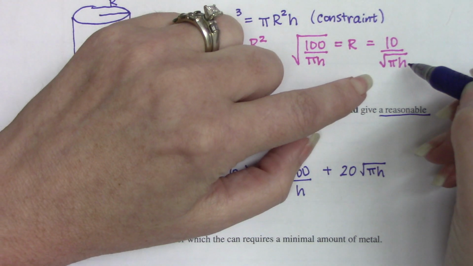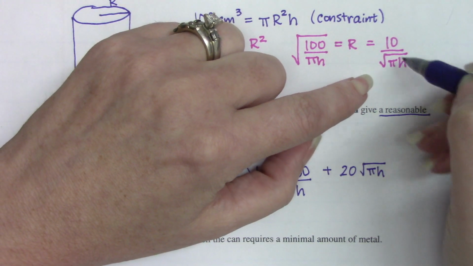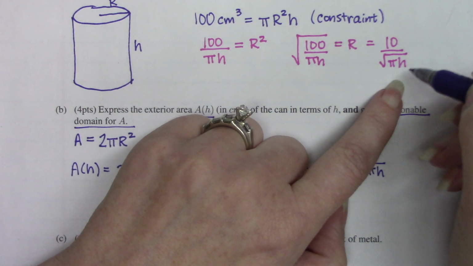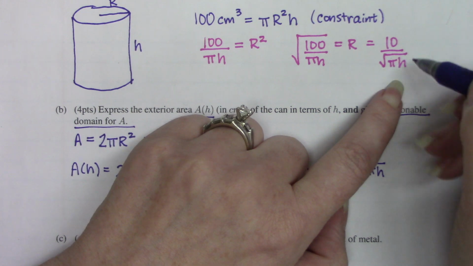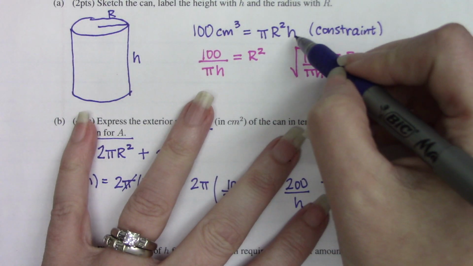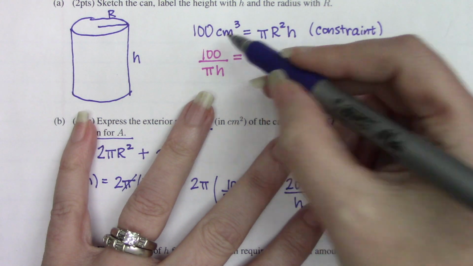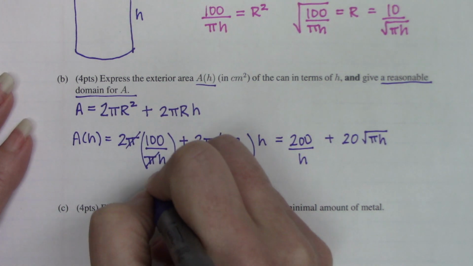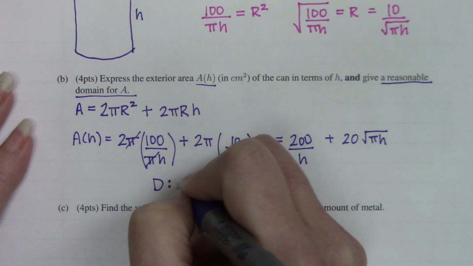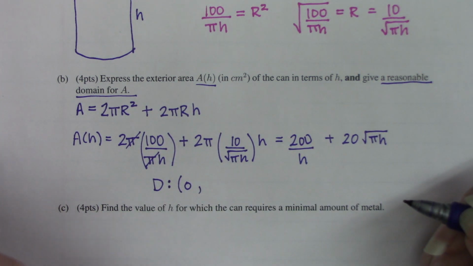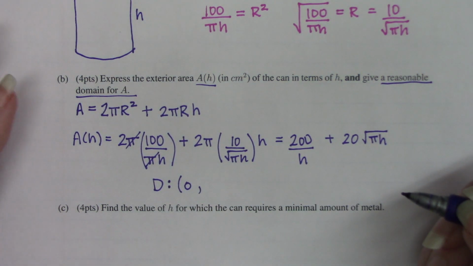So the smallest h could be is close to 0. Now h cannot equal 0, because if h were to actually be 0, and we can see that up here, you would never get to 100 meters. So that means the low end of our domain is 0, not included. It can get as close to 0 as it wants, but not included.